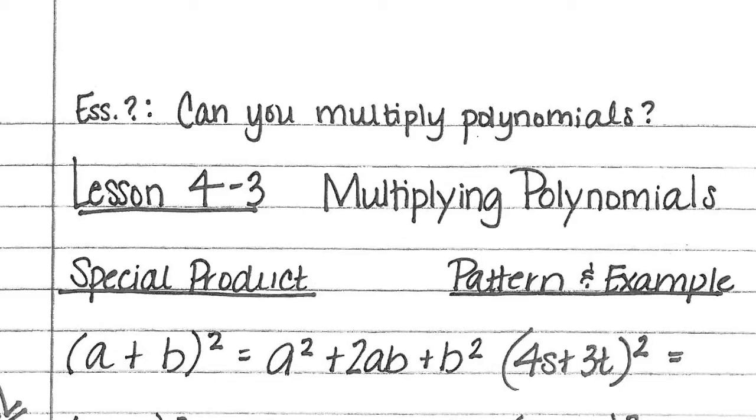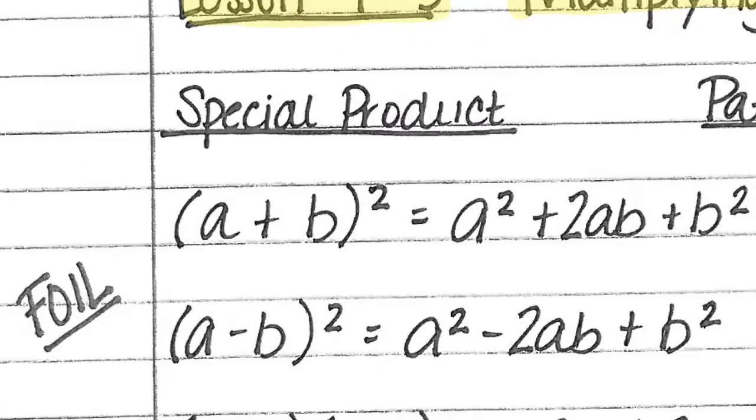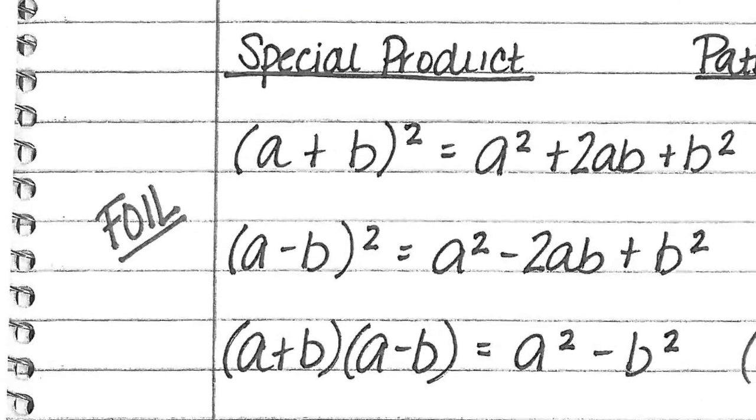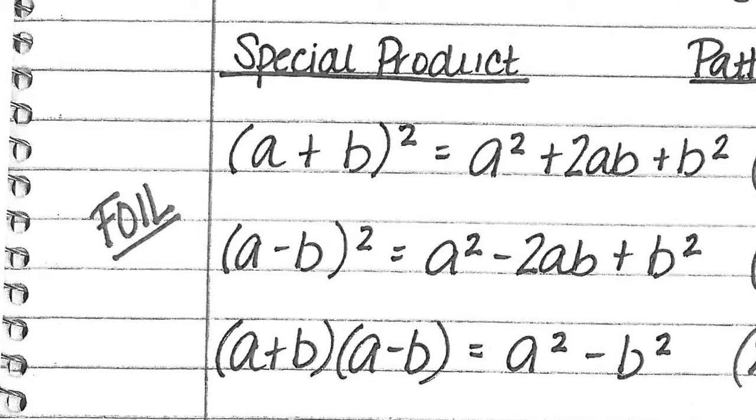Hey, Algebra 2, we're multiplying polynomials today. We are in lesson 4.3, multiplying polynomials, and our essential question is, can you multiply polynomials? Remember, a monomial is one term, a binomial is two terms, and a trinomial is three terms, and we call all of these polynomials. There are some special products that we need to know.